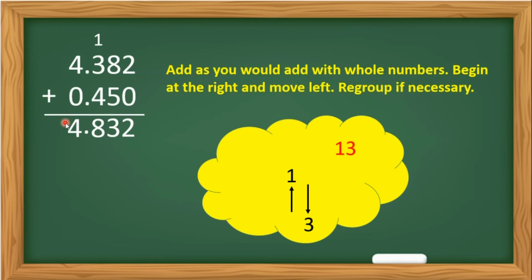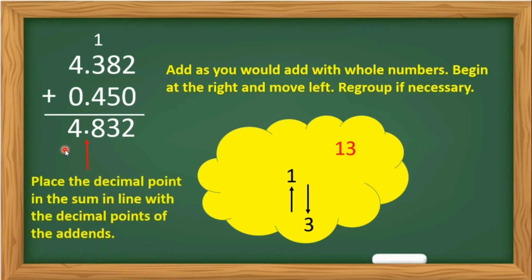Then put the decimal point in our sum. Don't forget to align the decimal point from the addends to the sum. So place the decimal point in the sum in line with the decimal points of the addends.